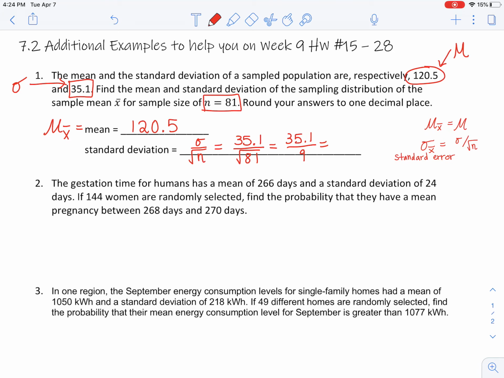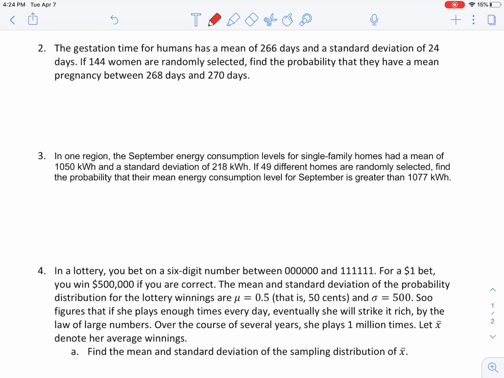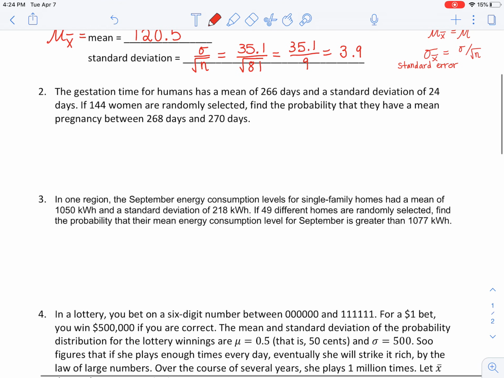Let me go ahead and type this in my calculator and get the answer, but let me first move this work over here. So these are the formulas that I was using. 35.1 divided by 9 equals, really, just 3.9. So we found the standard deviation for the sampling distribution of the sample mean using that formula, and that's it for number 1. Of course, later we'll use these to find the probability, but for that one, that was it.